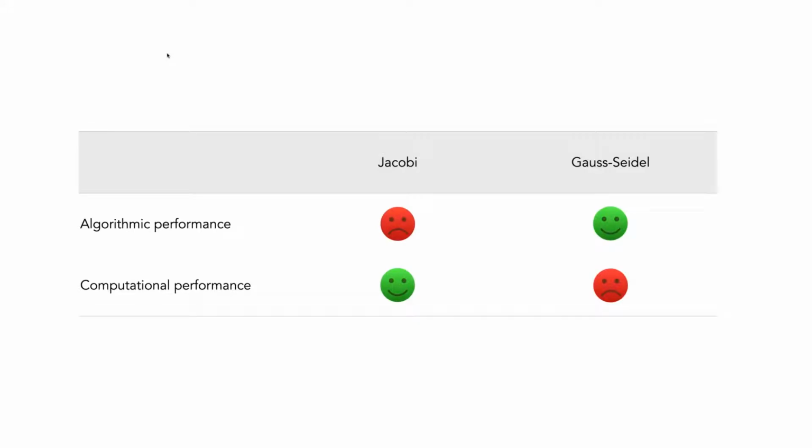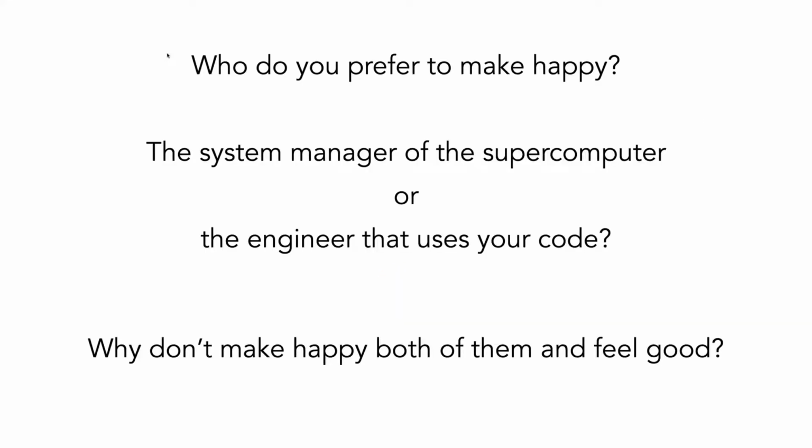As a summary, from the algorithmic point of view, Jacobi is a bad algorithm because convergence is slower and it's less robust than the Gauss-Seidel. But at the computational level, of course, Jacobi is parallel, so in principle we are using all the resources, and this is not the case for the Gauss-Seidel because we are sequentializing the simulation. So here we have a very important question: who do you prefer to make happy, the system manager of the supercomputer or the engineer that uses your code? The proposition here is to make both of them happy, so that we are not angry at anyone. So we'll try to be algorithmically and computationally efficient.